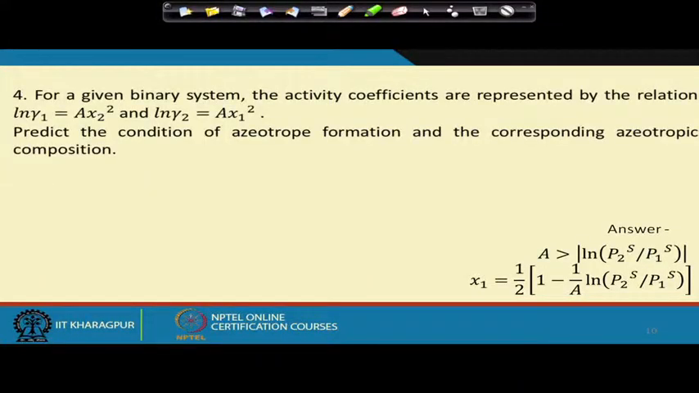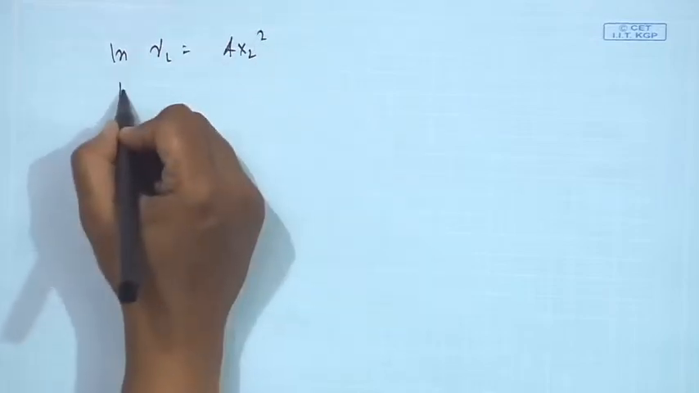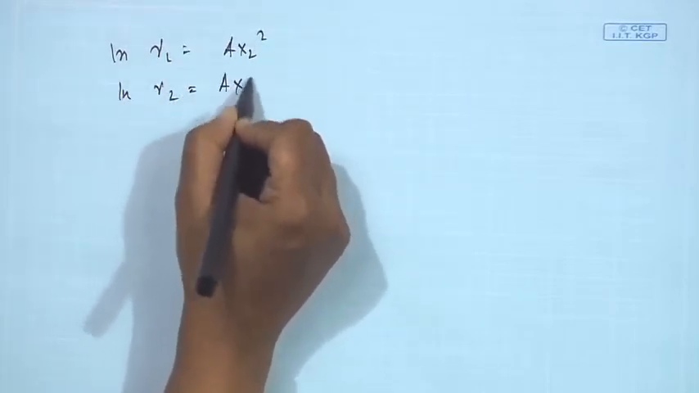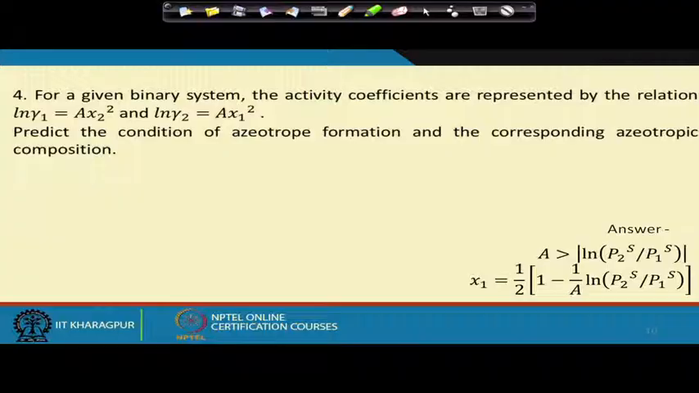Well, we can take up one more problem concerning the azeotrope, say for instance this particular problem. Here it is given that for a binary mixture, both the components obey the 2 suffix Margules equation. When they obey the 2 suffix Margules equation, we know ln gamma 1 equals a x2 square, ln gamma 2 equals a x1 square. And you are required to predict the condition of azeotrope and the corresponding azeotropic composition.